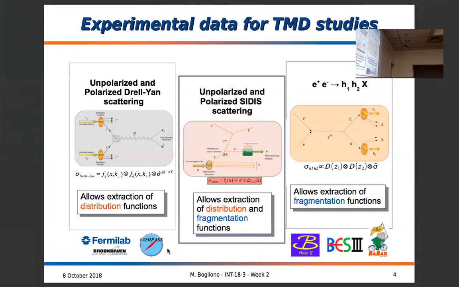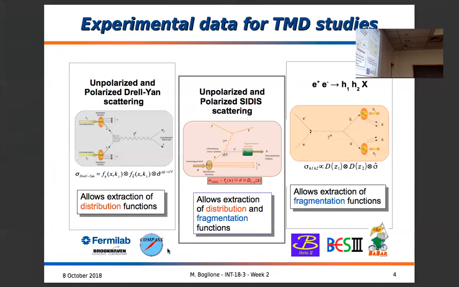On the other side, we have the e+ e-, which give clear and clean information about the fragmentation functions. And fragmentation functions are more related to hadronization. So the mechanism, which is a more dynamical mechanism, in which quarks and gluons, which are produced in elementary scattering, are combining together to make hadrons and therefore visible matter.